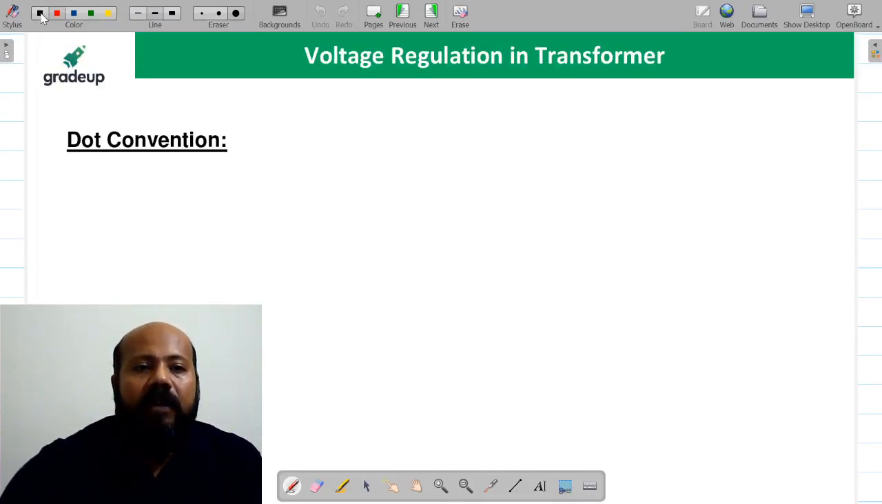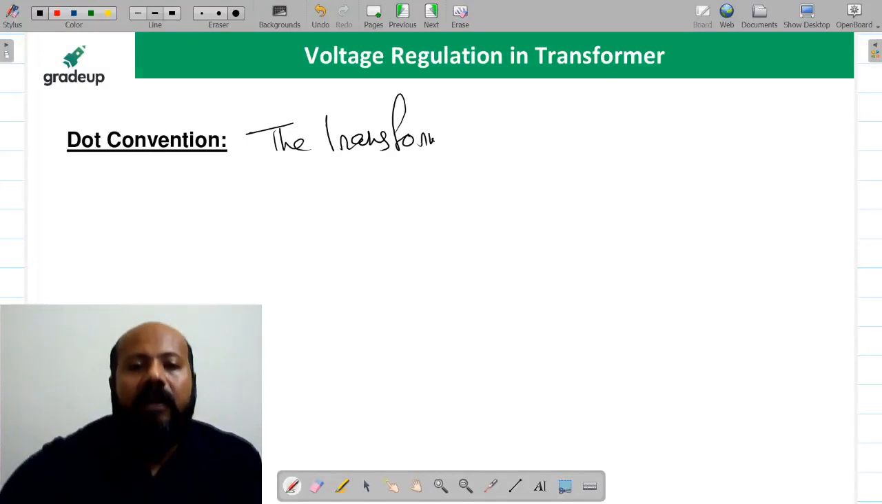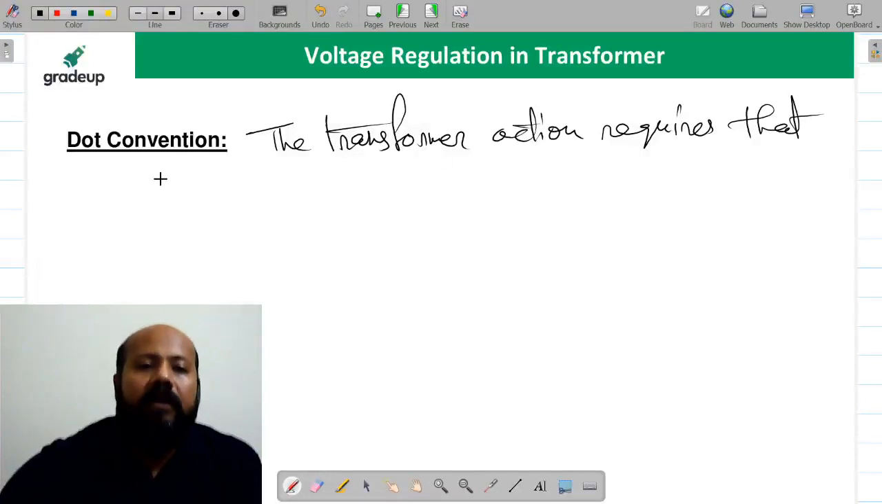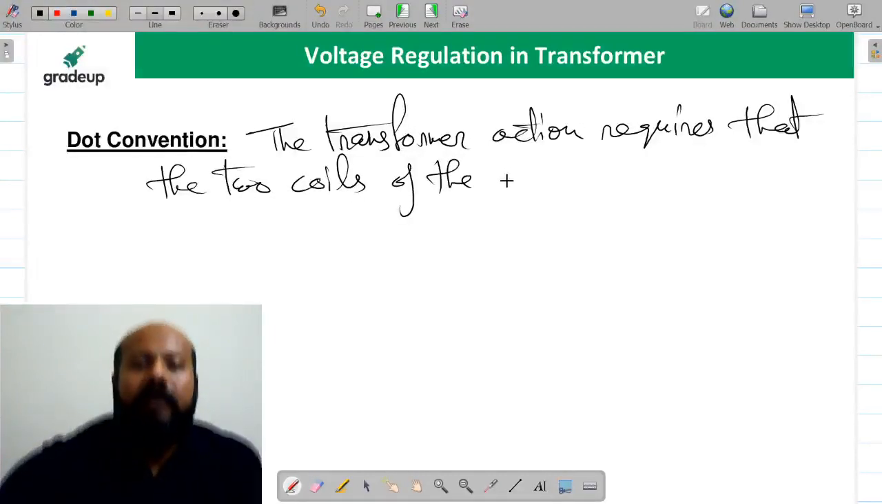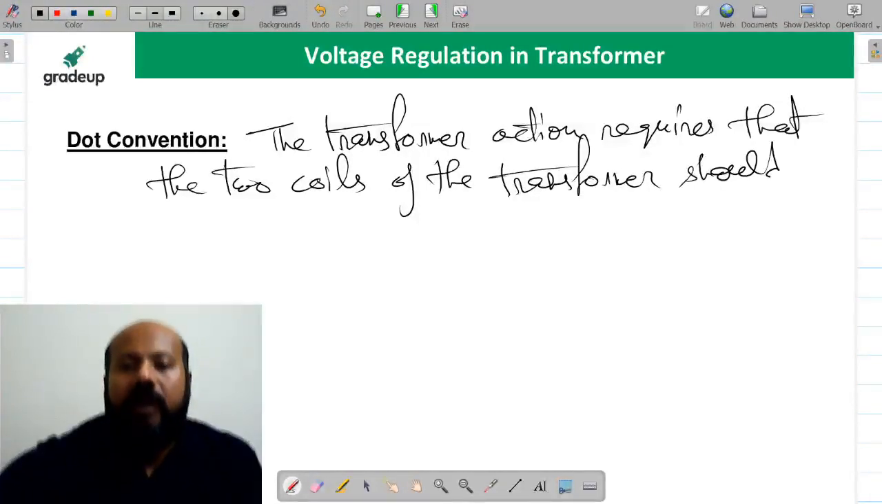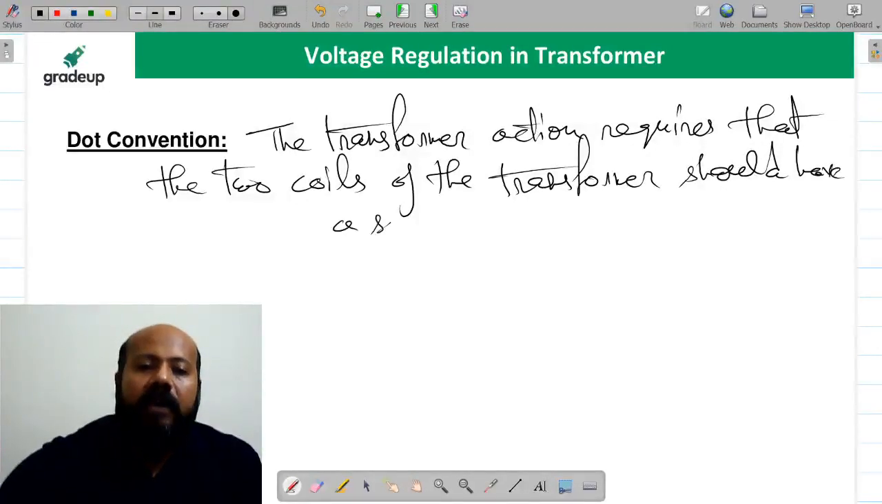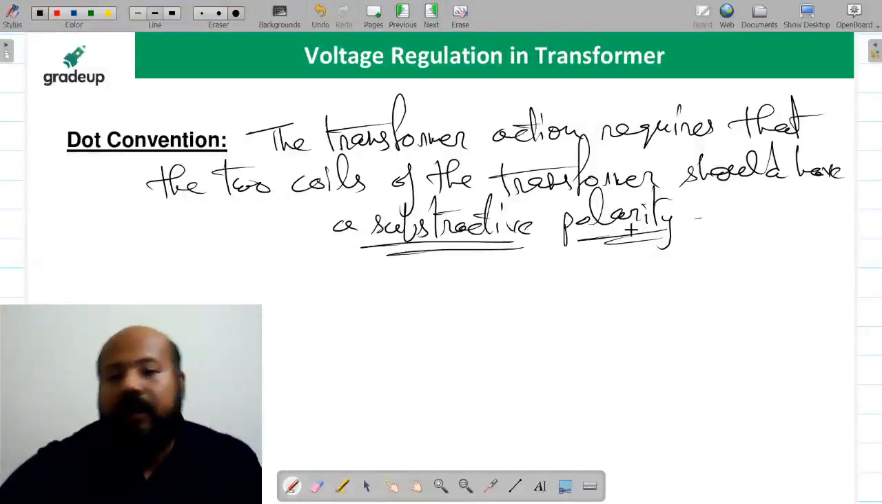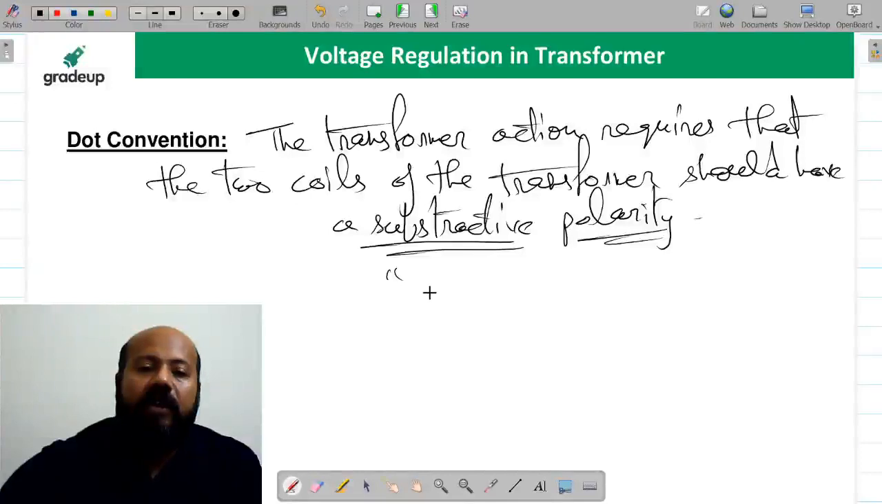See, the transformer action requires that the two coils of the transformer should have a subtractive polarity, that we will see in due course of time. Subtractive polarity. So what is the dot convention?